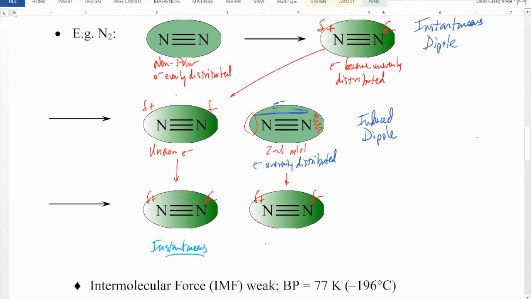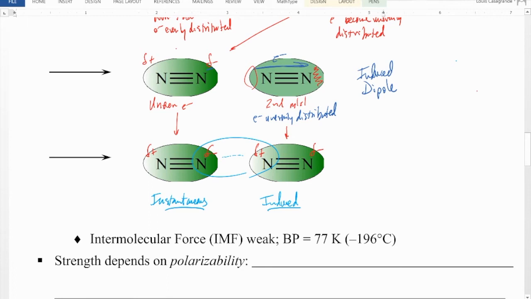And we have our induced dipole on the right. And we have a positive next to a negative. And so we get this very, very small intermolecular force of attraction. In fact, it's so small and so weak that for nitrogen molecules, the boiling point is 77 Kelvin, negative 196 degrees Celsius, which tells us that the intermolecular forces here are very weak.